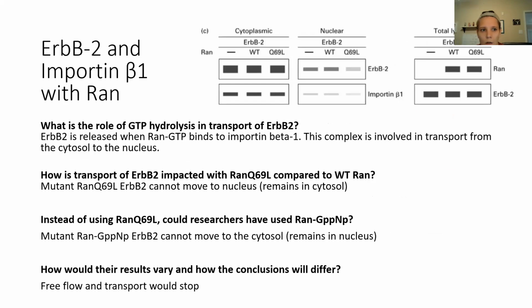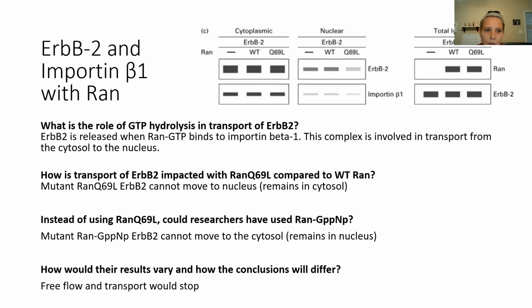Okay, so then this one looks at RAN. So the different questions: what is the role of GTP hydrolysis in transport of ERBB2? So ERBB2 is released when the RAN-GDP binds to the importin beta 1. This complex is involved in transport from the cytosol to the nucleus.